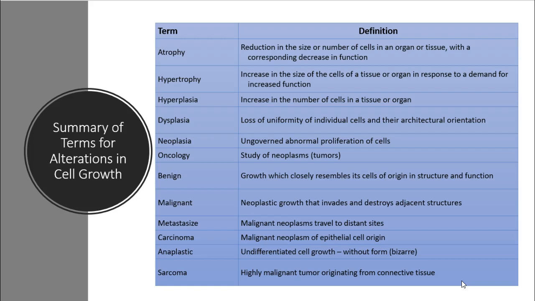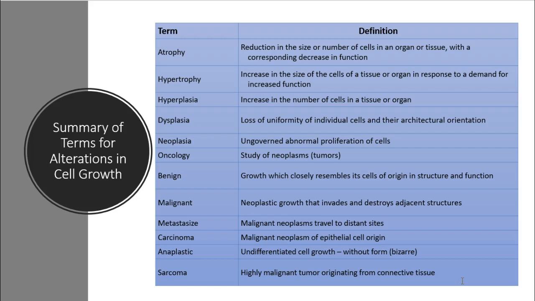And here's your summary of terms for alterations in cell growth. So you have atrophy, which is reduction in the size or number of cells in an organ or tissue with corresponding decrease in function. Hypertrophy, so increase in the size of the cell. Hyperplasia, increase in the number of cells. Dysplasia, loss of uniformity of the individual cells. Neoplasia is ungoverned abnormal proliferation of cells. Oncology is the study of neoplasms or tumors.